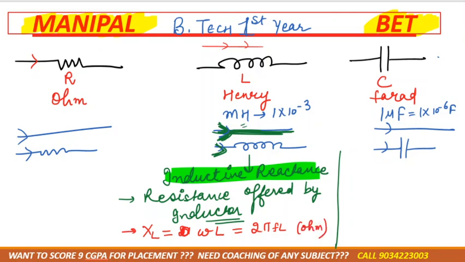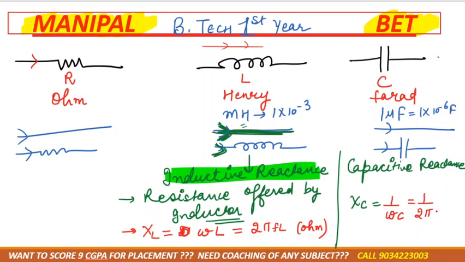Clear? Similarly, for a capacitor, that resistance is known as capacitive reactance. Okay, and capacitive reactance is denoted by Xc. And what is the formula for Xc? That is 1 over omega C, that is 1 by 2 pi f C. Again, its unit is ohm. Got it? Note down these formulas. These formulas are not given in your handbook also.